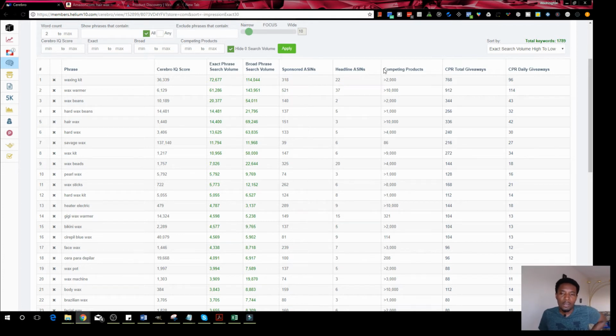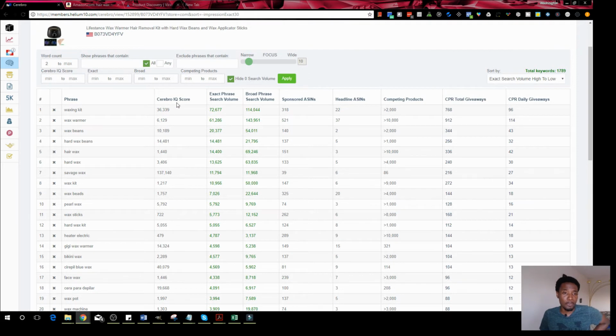The other columns to pay attention to include this Cerebro IQ score, and I believe this is derived from a correlation of search volume to competition. Search volume, competition, and I think relevance.